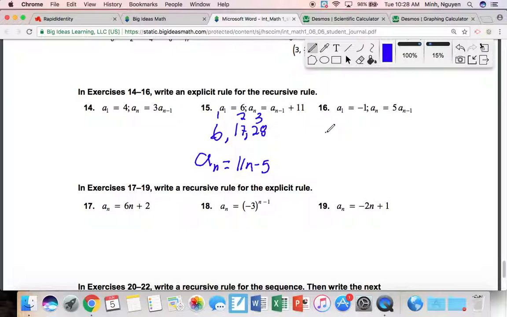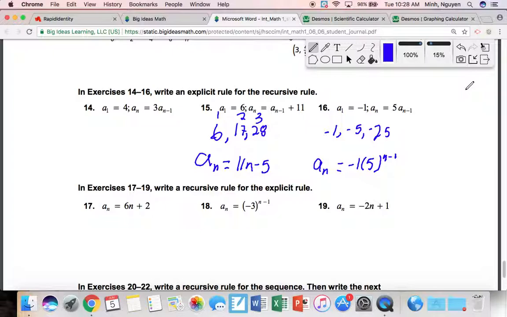Here we're multiplying by 5, so negative 1, negative 5, negative 25. And again, since we're multiplying, it's an exponential function. A of n equals negative 1 times 5 to the n minus 1. That's it. Write a recursive rule for the explicit rule.